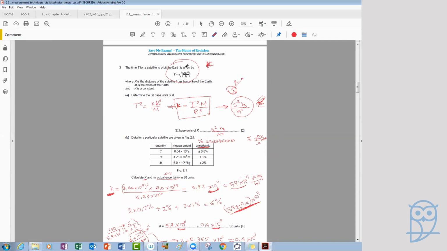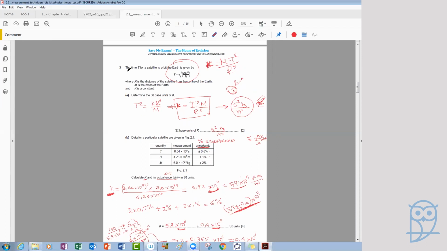If we solve for K here, K would be M, capital M, times T squared divided by R cubed, isn't it? M is the mass of the Earth, K is a constant, and T is some time. They gave us all these percentage errors for time. All of them had errors. We did not have any constant here.